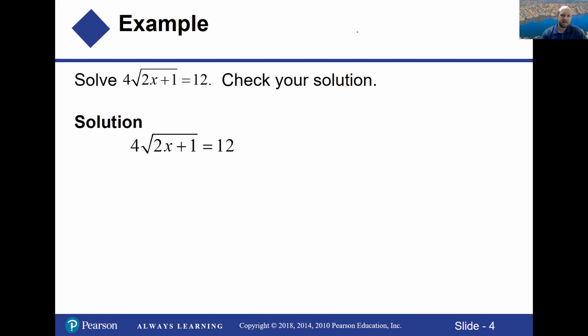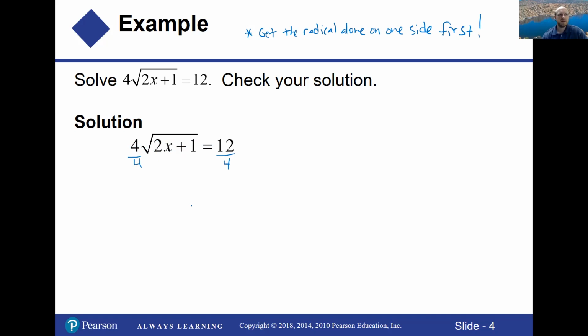But the key to these, everybody, is we need to get the radical alone on one side first, okay? And that's our first step. So we have to do that first. So right now we have this root 2x plus 1 here is our radical expression, with 2x plus 1 inside the radical. We need to do something with this 4 to get this radical alone. And it's very simple, right? This is being multiplied, 4 times this entire radical. All I do is divide the 4 on both sides.